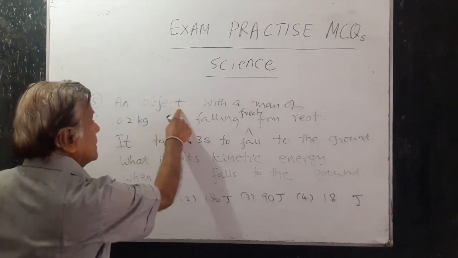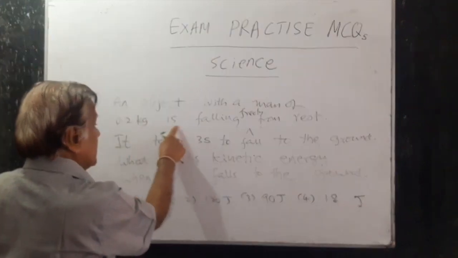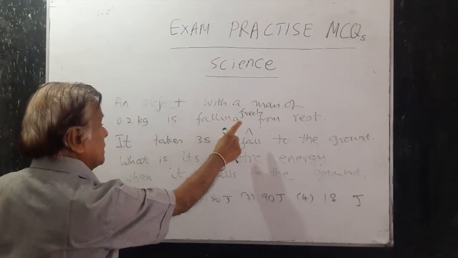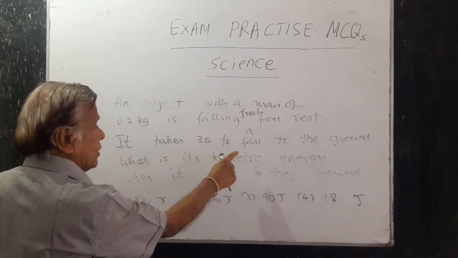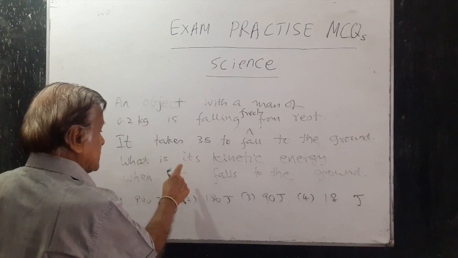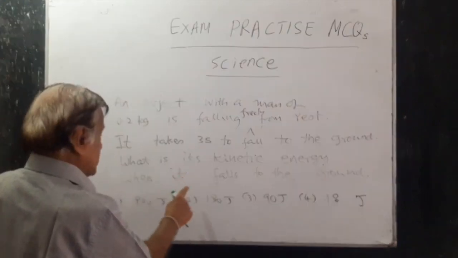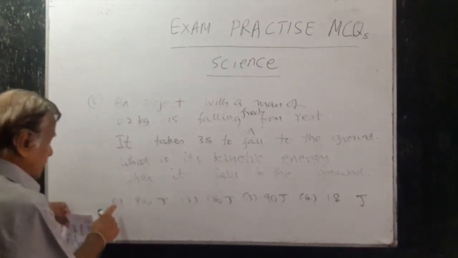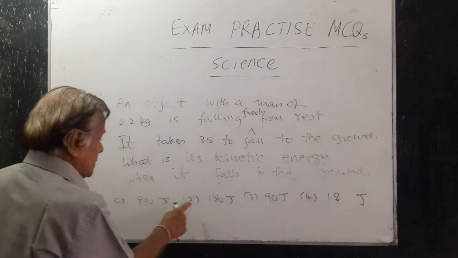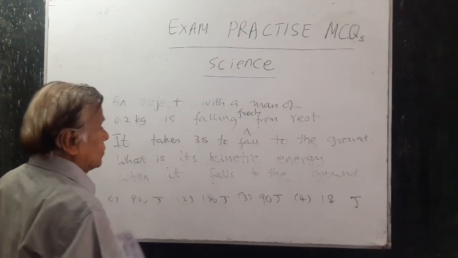An object with the mass of 0.2 kilograms is falling freely from rest. It takes 3 seconds to fall to the ground. What is its kinetic energy when it falls to the ground? First one 900 joules, second 180, third one 90 joules, fourth one 18 joules.